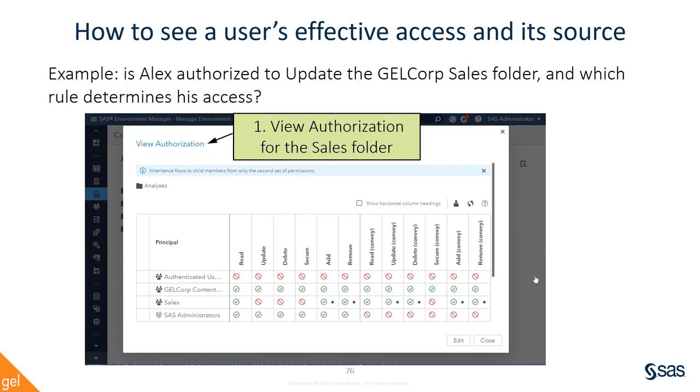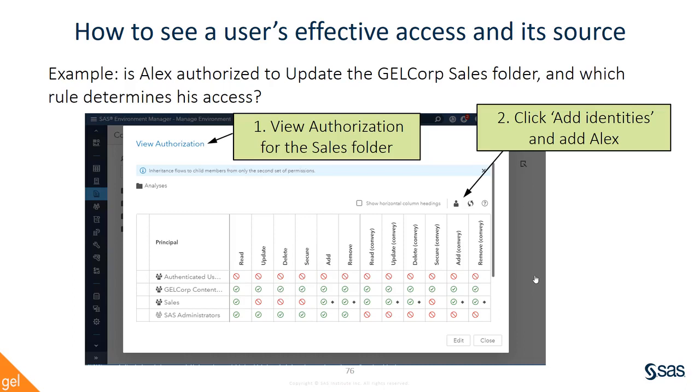So given all we've talked about, it would be nice to be able to see effective access. So for a particular user, what access do they have to an object and why they got that access. And the good news is that the software does allow you to see effective access. In this case, we're looking at the authorization for the sales folder. I want to see what effective access Alex has to that particular folder and how they got that access. Alex is not listed in the principals. So even if I'm in view mode, I could still click on add identities and add Alex.